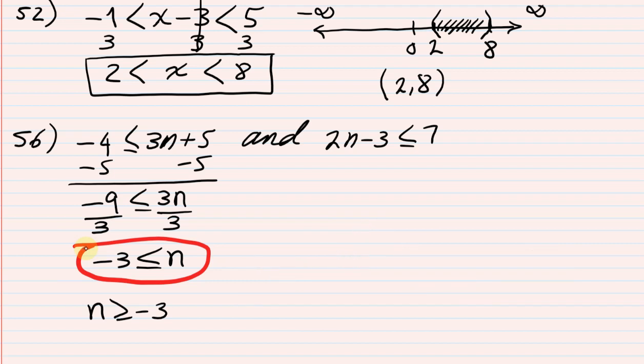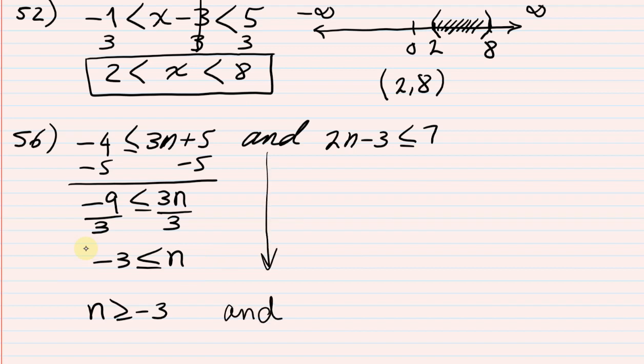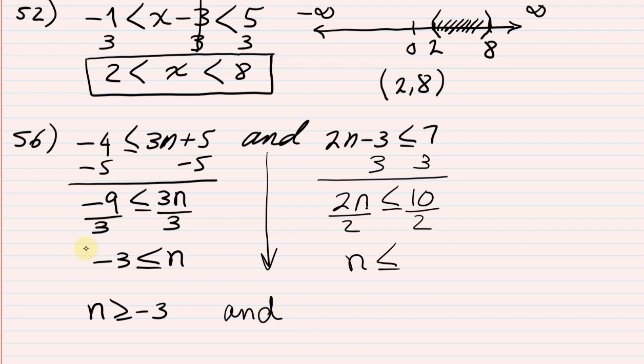Okay, now let's take a look at the other. We're done with this one because we isolated it. Let's take a look at the other inequality, and this is going to be "and." So we're going to isolate n. I'm going to add 3 to both sides. That makes this 2n less than or equal to 10. Divide both sides by 2, and n is less than or equal to 5. Now we have two inequalities. Both of these are solved for n.